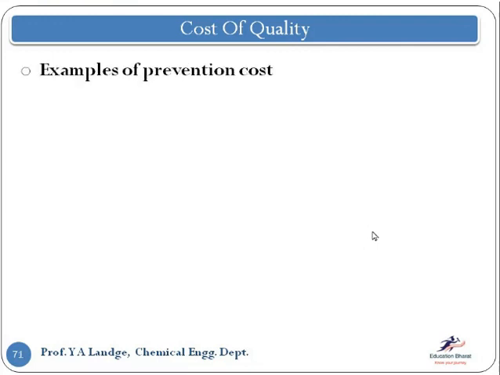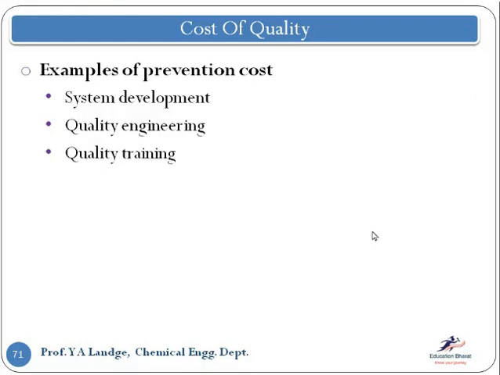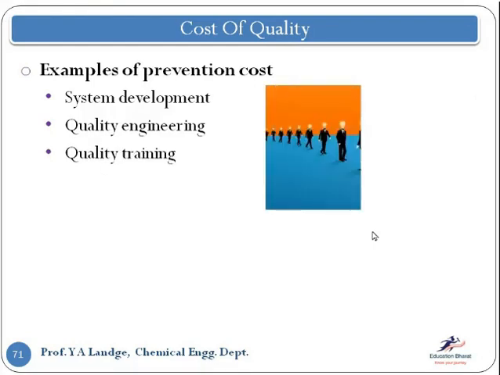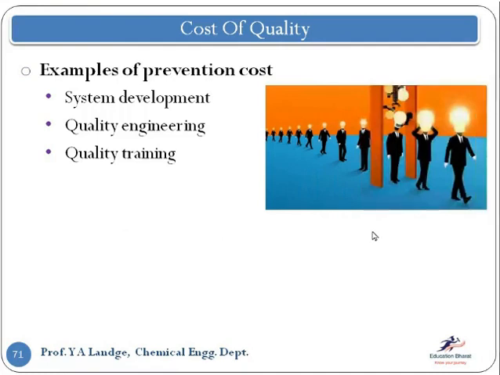Various examples of prevention costs are mentioned. We will see what they are: system development, quality engineering, and then quality training. Here, quality training matters because many new people just enter the industry.